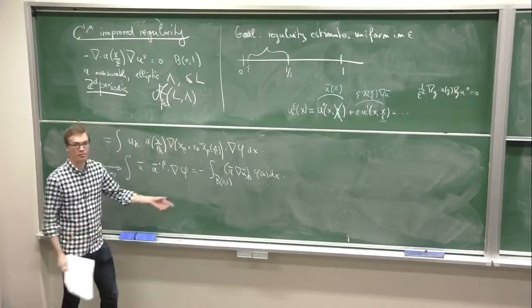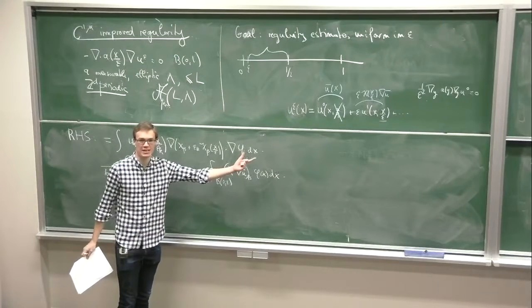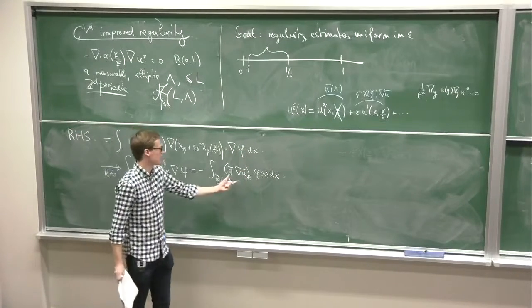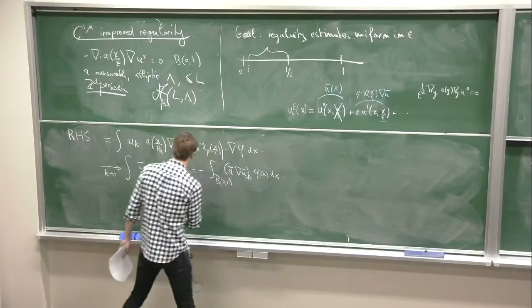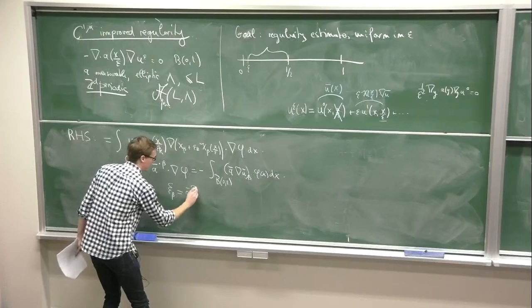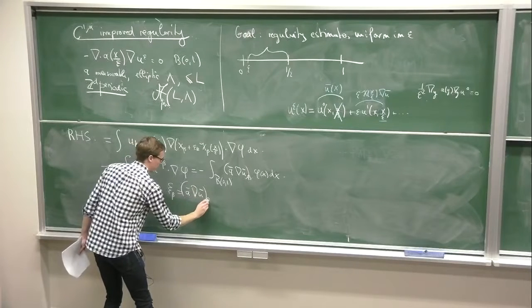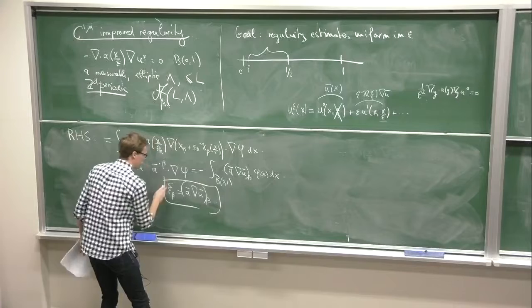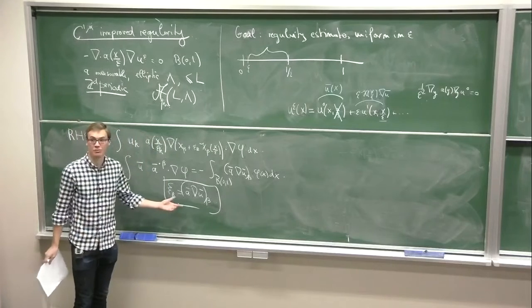Okay, so finally, comparing the left-hand side and the right-hand side, you will get that xi beta is equal to A bar gradient U bar beta, which is the result which you needed to prove.